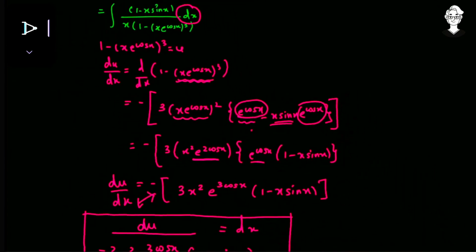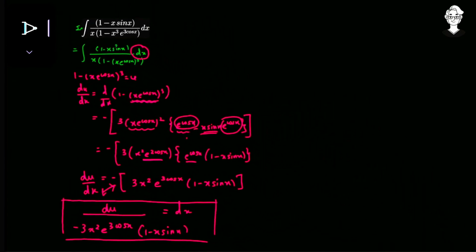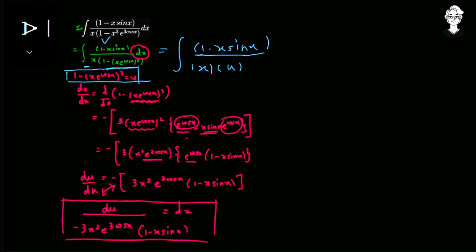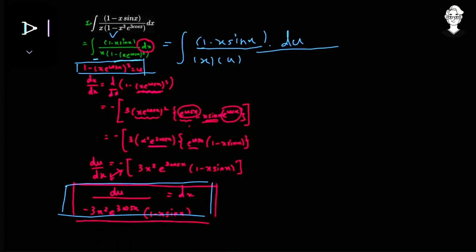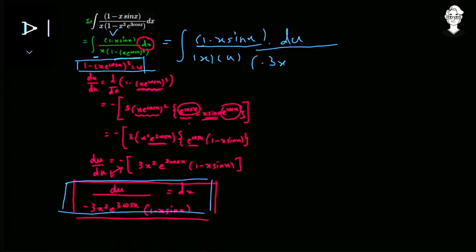So first of all, look over here, this was the dx. Now I am going to put it over here. So this is equal to the integration of 1 minus x sin x, let it be clear, 1 minus x sin x as it is, divided by this x as it is. Now this thing, 1 minus x e cos x, has been considered as u, so instead of that I will write u, and that is multiplied by the derivative of x. Instead of this, now I will put this value, that is du upon negative 3 times x squared e to the power 3 cos x multiplied by 1 minus x sin x.